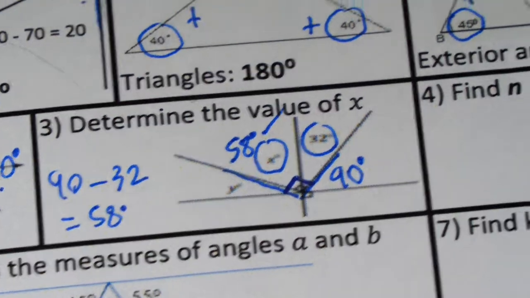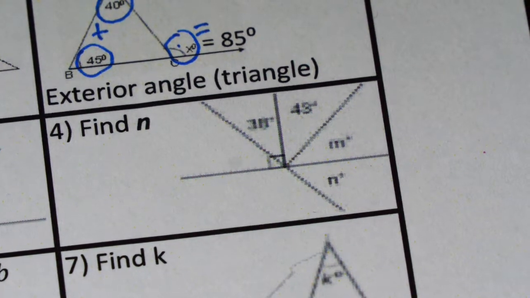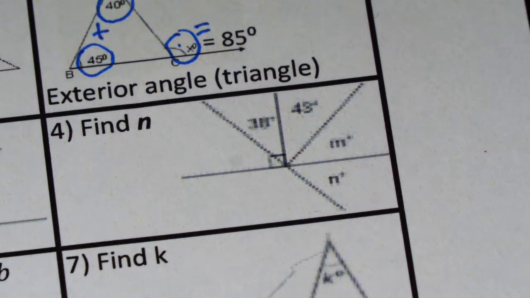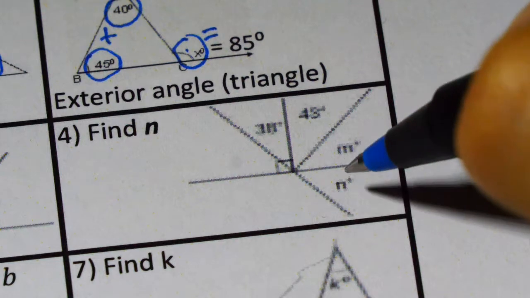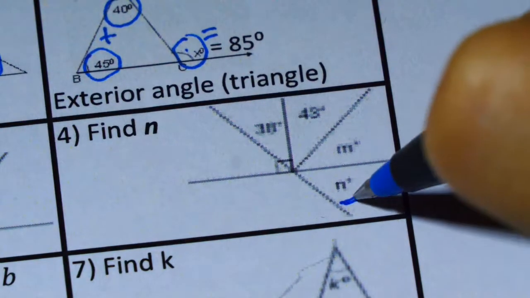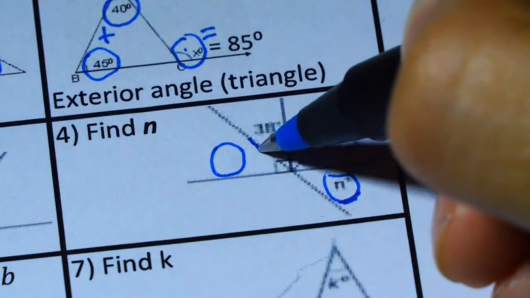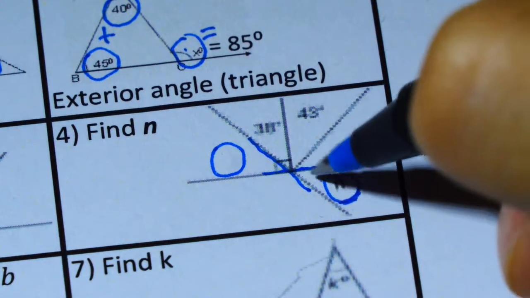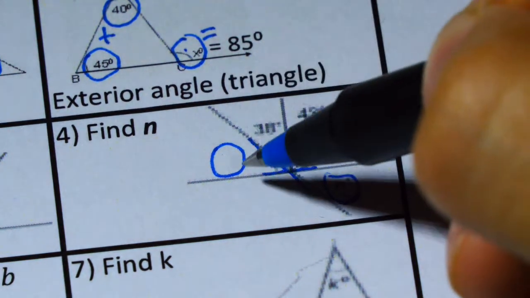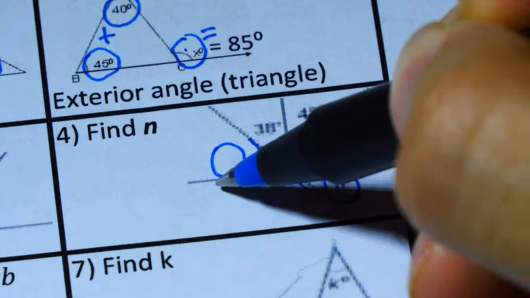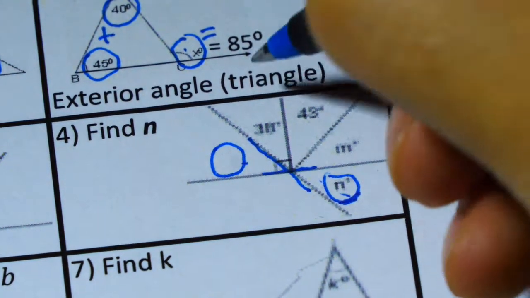Okay. Question 4, find n. There are different ways to do this question, but one way we could do this is this angle n is opposite to this angle here. They are opposite, vertical. They must be the same. Now I don't know this angle, but I can work out this angle. I can calculate it.